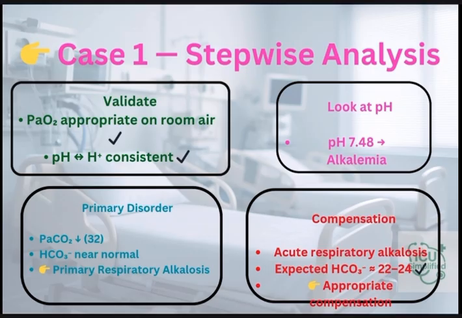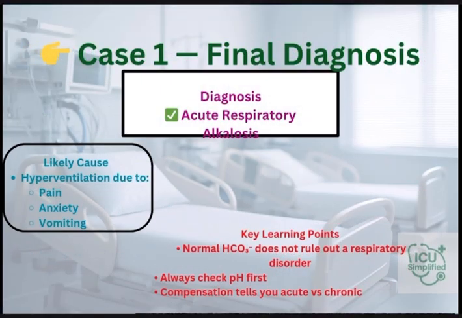We then identify the primary disorder. The PaCO₂ is low, that is 32, while the bicarbonate is near normal. This pattern points towards a primary respiratory alkalosis. Finally, we assess compensation. In acute respiratory alkalosis, the expected bicarbonate level is approximately 22 to 24, which matches the observed value. This confirms that the compensation is appropriate, with no evidence of an additional acid base disorder. So, the final diagnosis in case 1 is acute respiratory alkalosis.